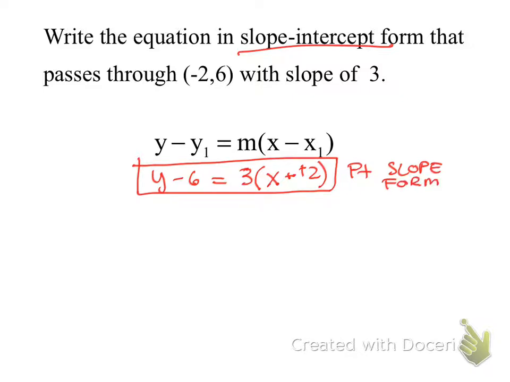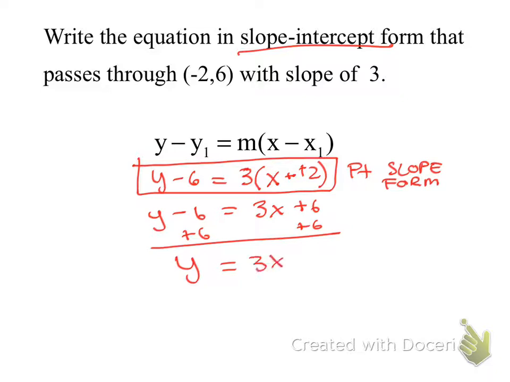Okay, now what do I need to do to get it to slope-intercept? We call that distributing. So we're going to do 3x, keep going, plus 6 equals y minus 6. And now to get it to slope-intercept, add 6 to both sides. Add 6. We get y equals 3x plus 12. What is this called when y is alone?